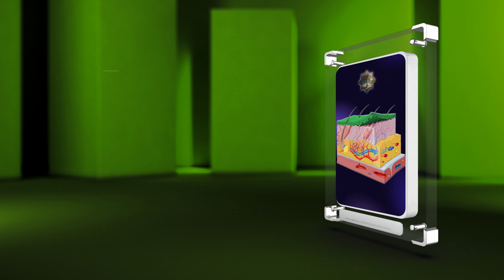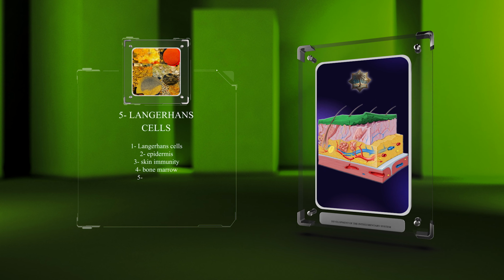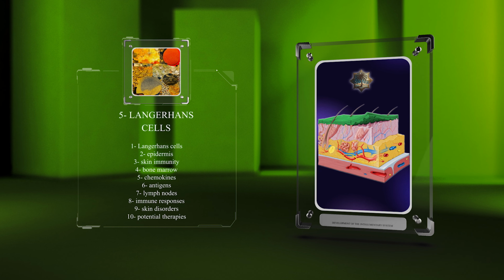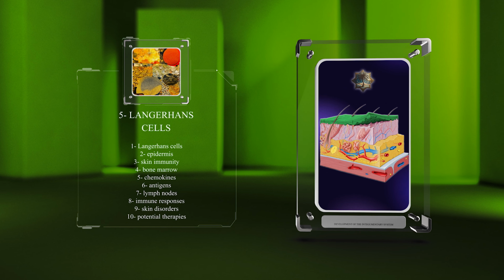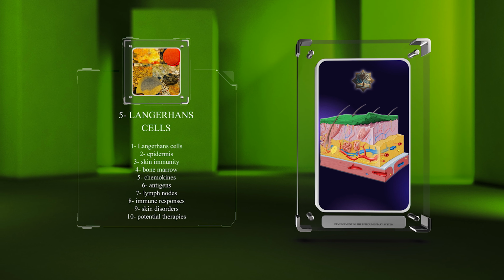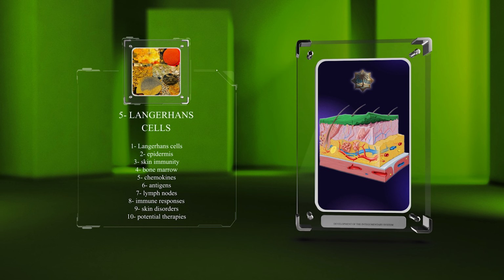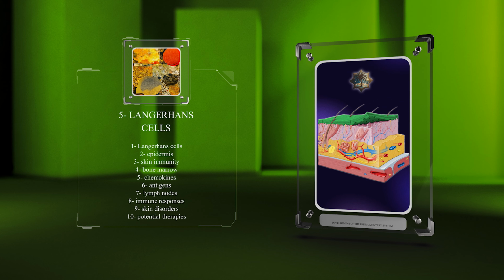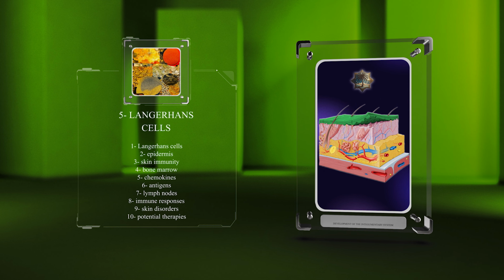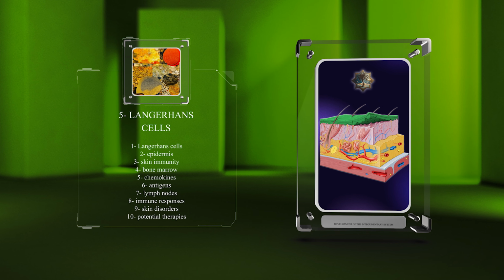Langerhans cells, found in the epidermis, are vital for skin immunity. They originate from bone marrow, migrate with chemokines, and capture antigens. They then move to lymph nodes, activating immune responses and preventing excessive reactions. Dysfunction can lead to skin disorders. Understanding Langerhans cells unveils the intricate connection between skin and immunity, leading to potential therapies.